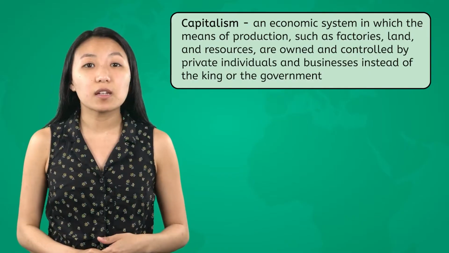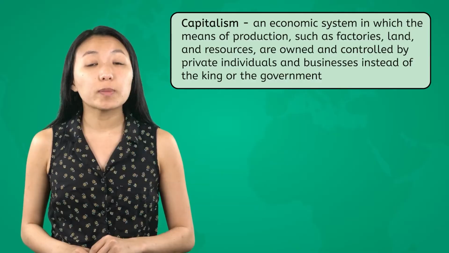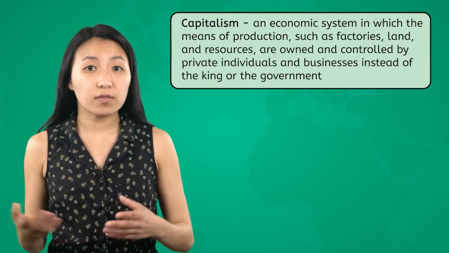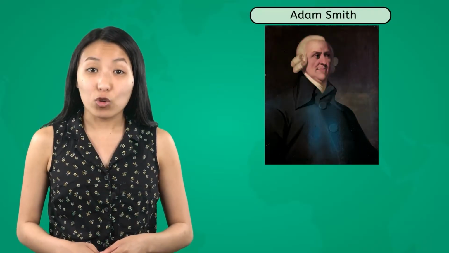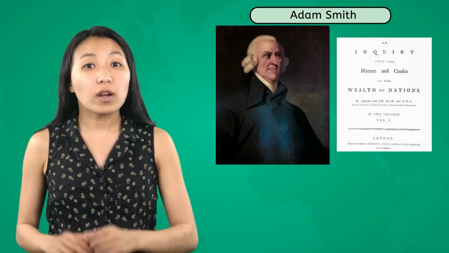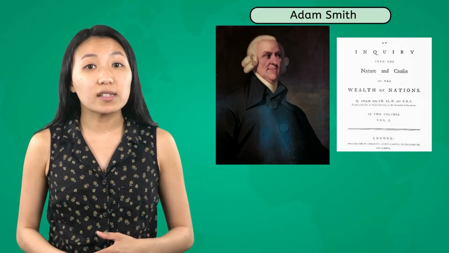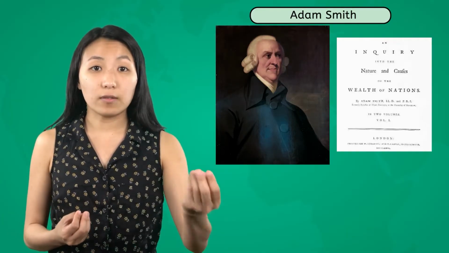Capitalism is an economic system in which the means of production, such as factories, land, and resources, are owned and controlled by private individuals and businesses, instead of the king or the government. In a capitalist system, the production and distribution of goods and services are driven by the pursuit of profit. A figure often associated with capitalism is Scottish economist Adam Smith, whose book, The Wealth of Nations, advocated for a free market, where supply and demand determines prices, and individuals are free to choose what to produce, buy, and sell.